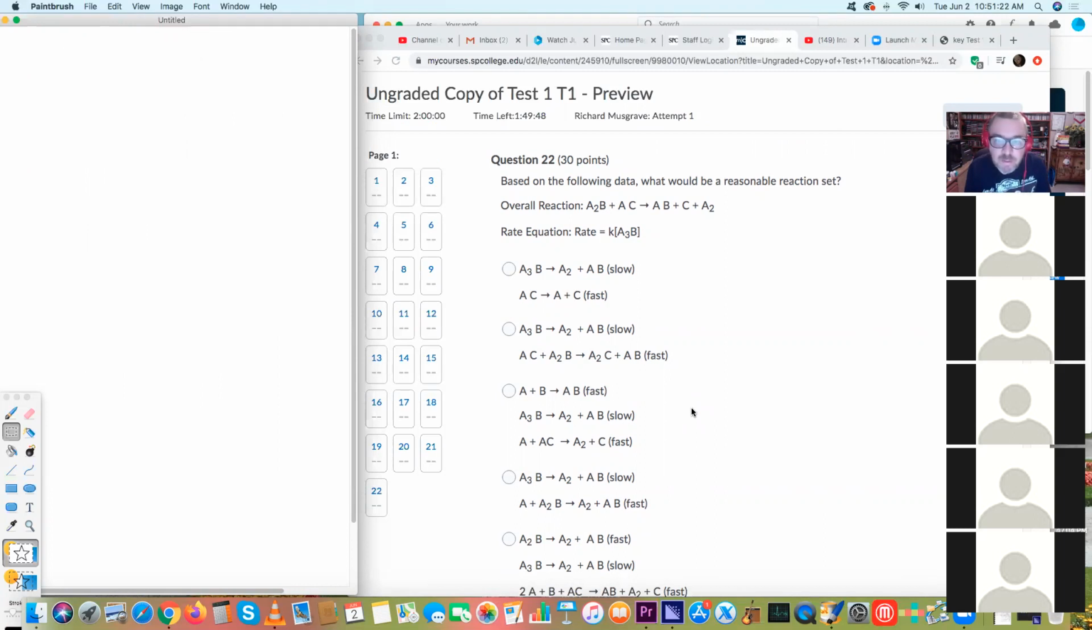So let's see what we have to do with this one first. Based on the following data, what would be the reasonable reaction set? We're given an overall reaction, and we're also given a rate equation here. Now, the first thing I want to do is ask myself this question: is the slow step the first step or the second step?